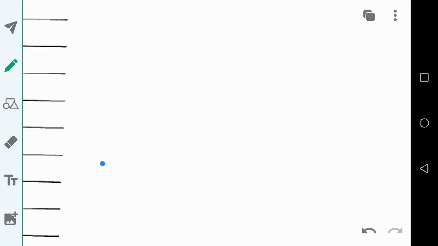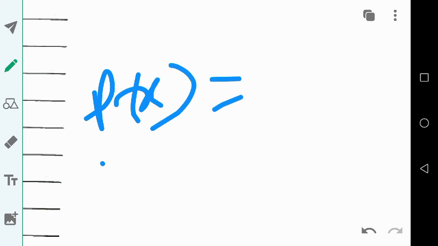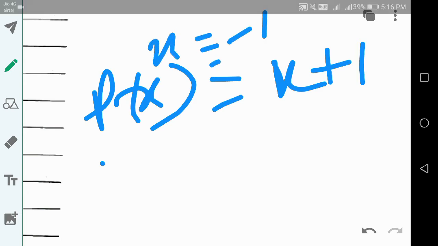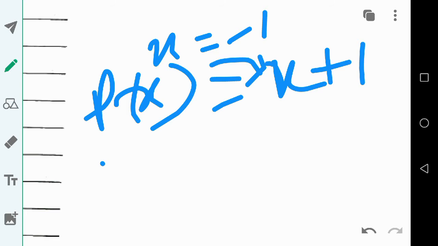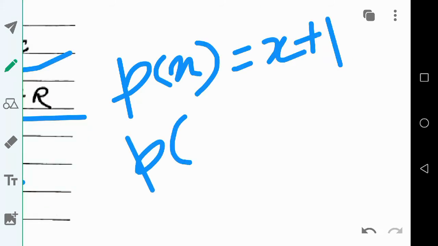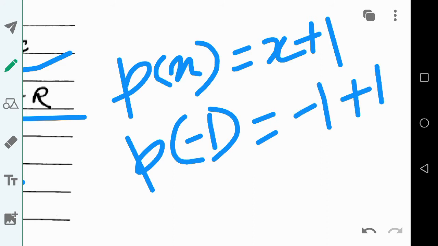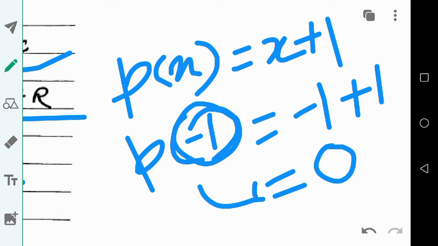Let us consider a polynomial p(x). Suppose p(x) is equal to x plus 1. So what will be the zero of this polynomial? If we put x equal to minus 1 here, then we will get 0. p(minus 1): if you put minus 1 here, minus 1 plus 1 gives 0. This value for which it becomes 0 is the zero of this polynomial p(x).